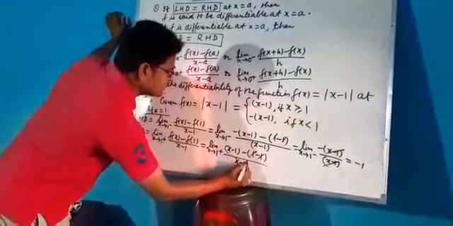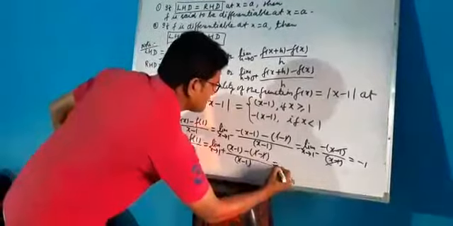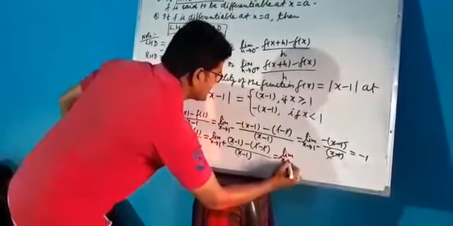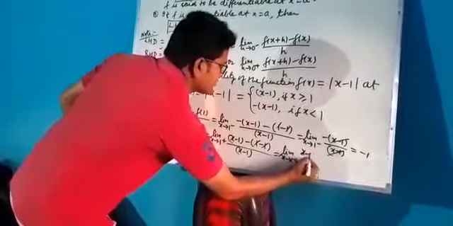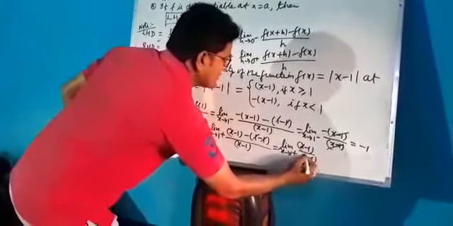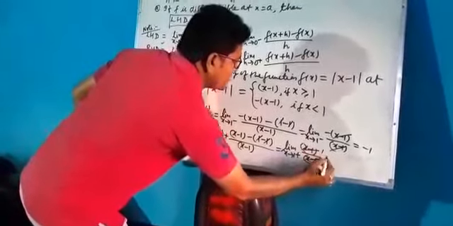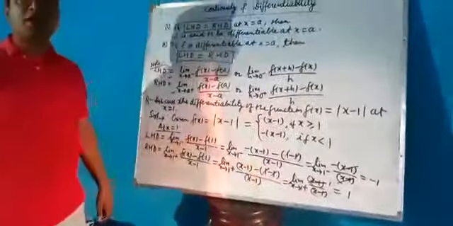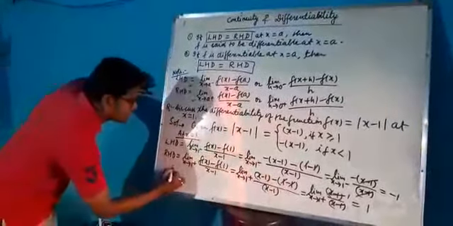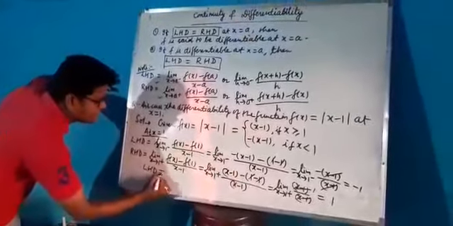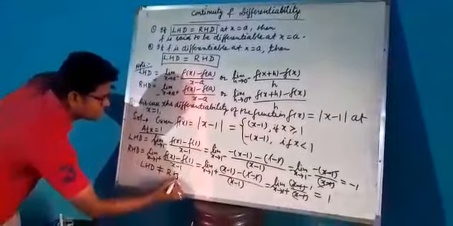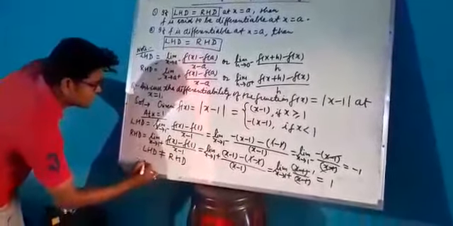It is x minus 1. Again same, you have to write the result as limit x tends to 1 plus, x minus 1 by x minus 1. So we can easily cancel them, we have got 1. So its result is 1. See, both of the values are not equal.